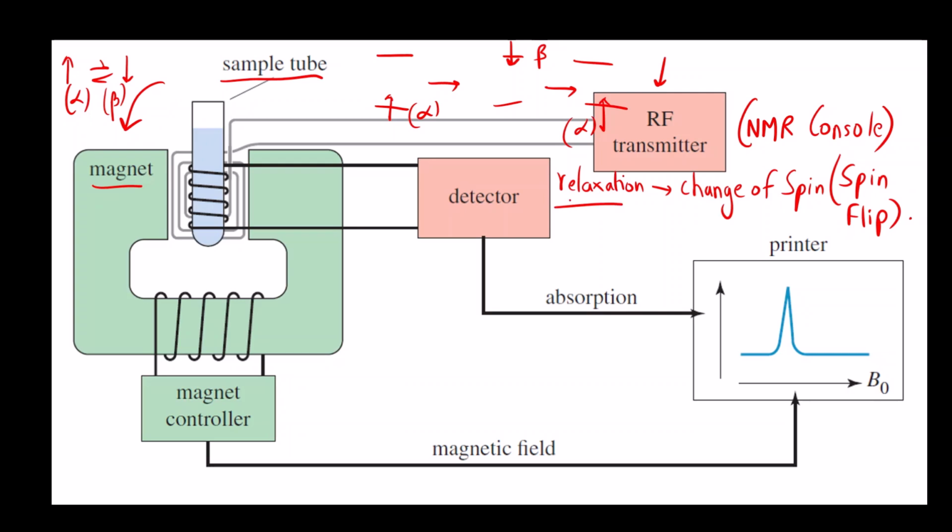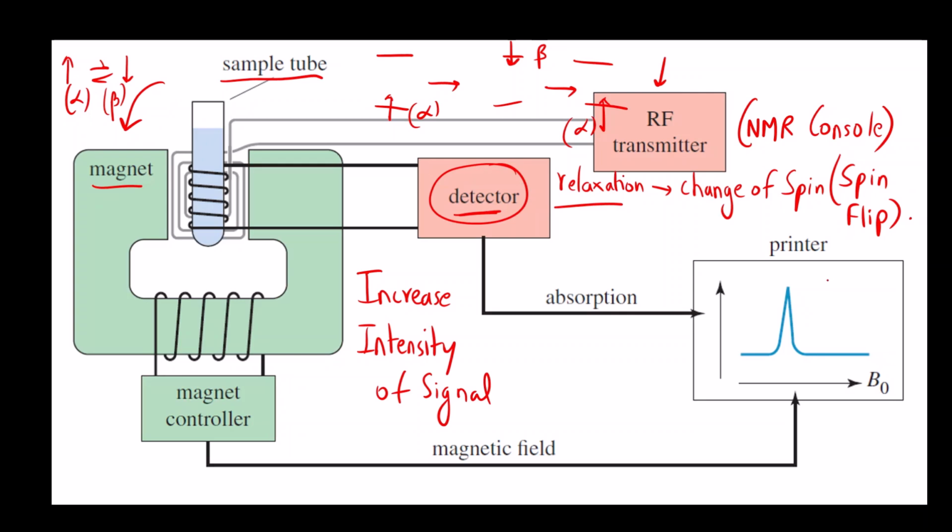After relaxation, the signal is detected by the detector, and then there is an amplifier that will amplify the signal, or increase the intensity of the signal. Detector, amplifier, and then there is something called FT, Fourier transform. We'll see this in detail in the next video. I'll give you a short idea of what Fourier transform is in the coming slide. After Fourier transform, you get the NMR spectrum.